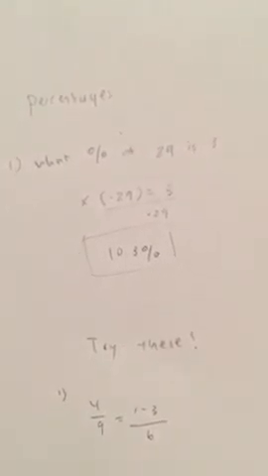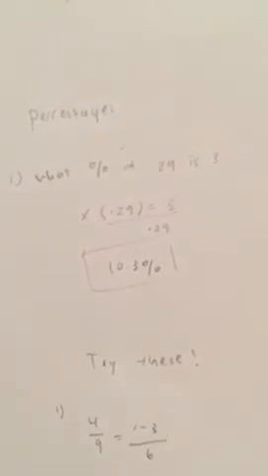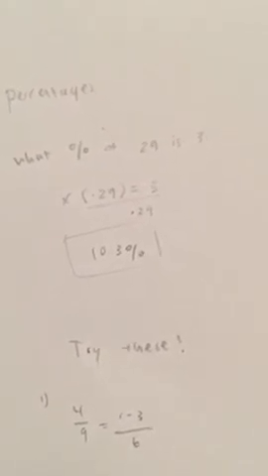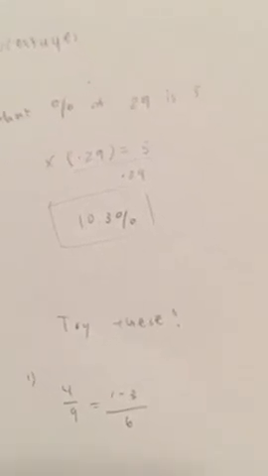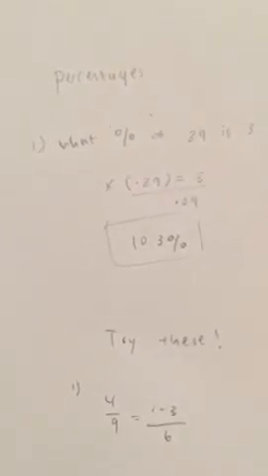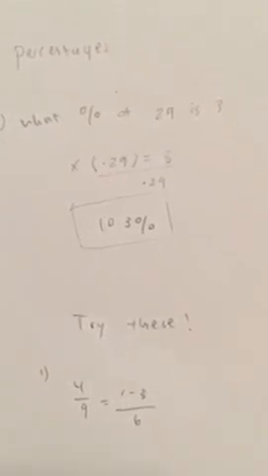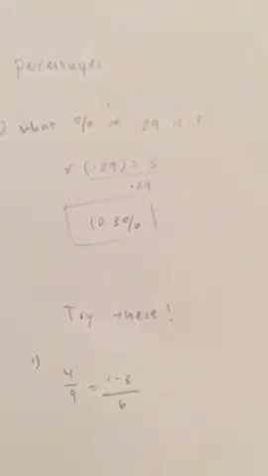X, which is the percent, times 0.29, because that's what it means to put 29 into a decimal, equals 3. Divide by 0.29, because it would be x times 0.29, so the opposite of multiplication is division. And 3 divided by 0.29 is 10.3%. So 3 is 10.3% of 29.